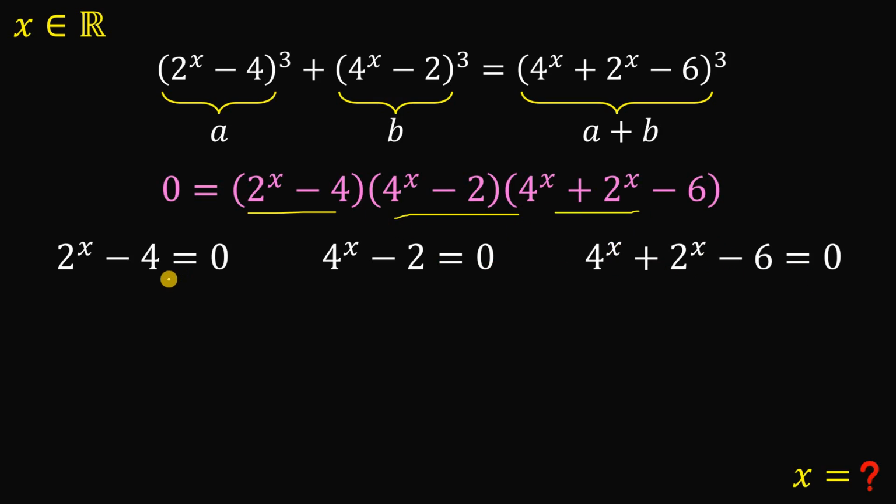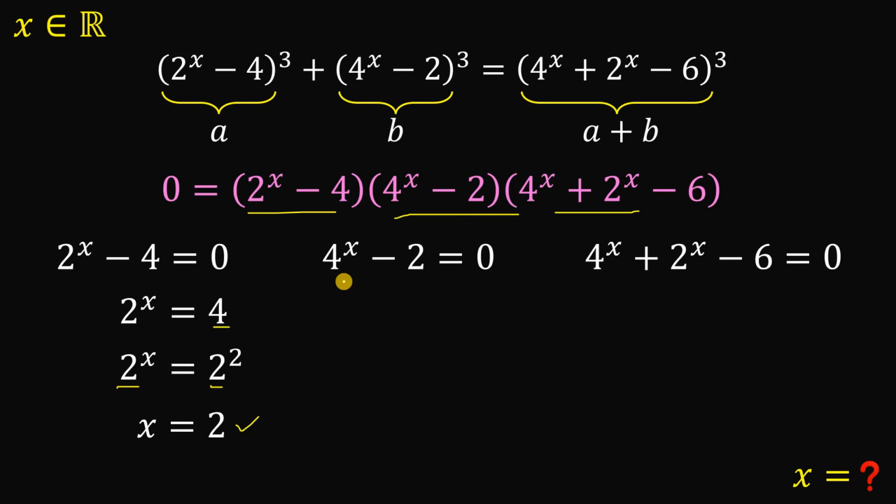Now, let's start with the first case. So let's solve for the value of x. Add 4 on both sides. We have 2 raised to the power of x equals 4. This 4, we can rewrite as 2 squared. They have the same base, equal expression, so their exponents must be equal, or simply we have x equals 2. So we found one real value of x that satisfies this equation.